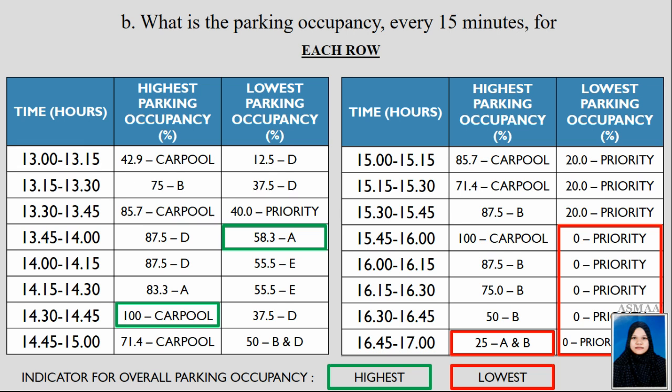Question B. What is the parking occupancy every 15 minutes for each row? The highest parking occupancy shows 100%, which is parking carpool from 14:30 to 14:45, while the lowest is 25% at parking A and B from 16:45 to 17:00. At the lowest parking occupancy, the highest is 58.3% at parking A from 13:45 to 14:00, while the lowest is 0% at parking priority, parking D and parking F from 15:45 to 17:00.